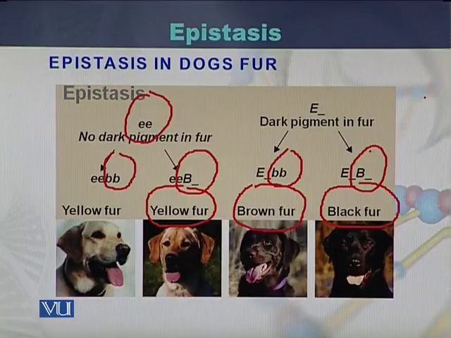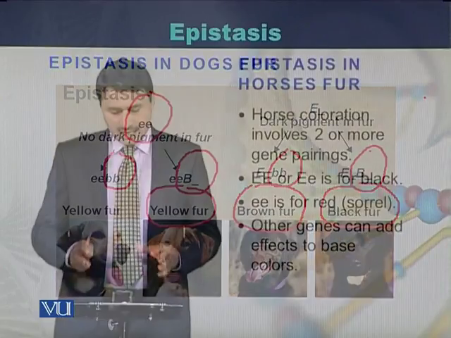If there is only the first gene, then the fur of the dogs will be either black or brown. But if there is a second gene in homozygous recessive form, then the fur of the dogs will be yellow.